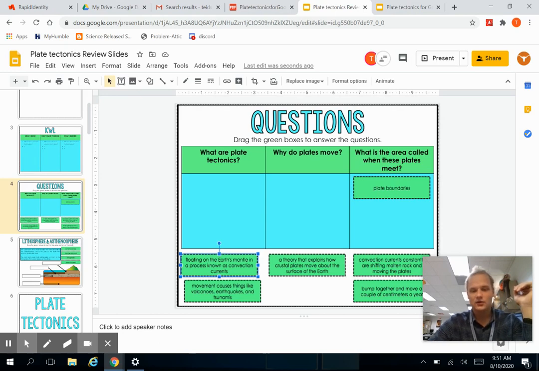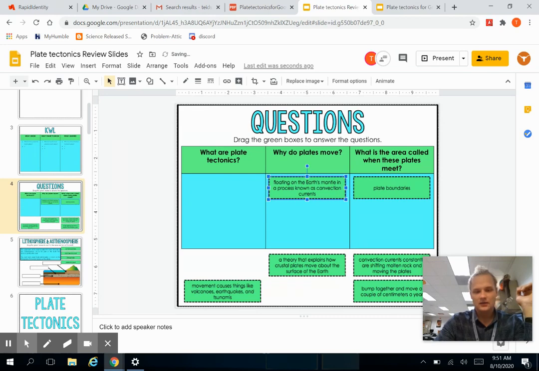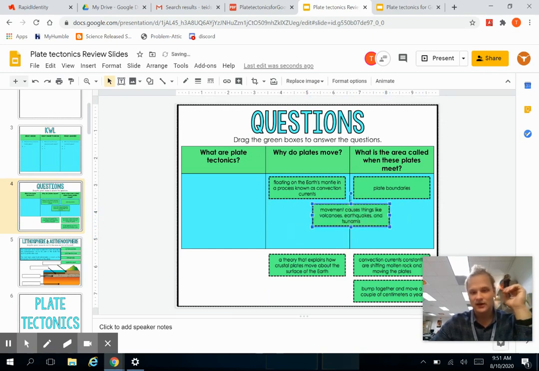Let's do this one. Floating on Earth's mantle in a process known as convection currents. All right. That's going to wind up being why the plates move. Okay. Let's see. Movement causes things like volcanoes, earthquakes, and tsunamis. Honestly, I would put this right in the middle, you guys. I would take credit for either one because this happens because the plates move, but also this happens around plate boundary lines. So I'd put that right in the middle.